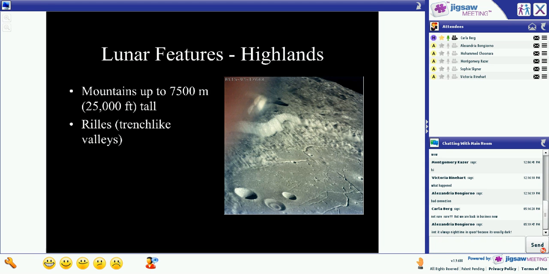Now, the moon has lots of different features. They can have mountains that can be up to 7,500 meters or 25,000 feet tall. They can have something called rilles, which are trench-like valleys. If you look at this picture, you can see a mountain, which is the white stripe going through the center of the picture from right to left. And at the bottom, you can see it looks kind of like cutouts. It reminds me of being in an airplane looking down at the Earth, where you can see how the roads cut through big areas of trees. That's what the rilles look like.